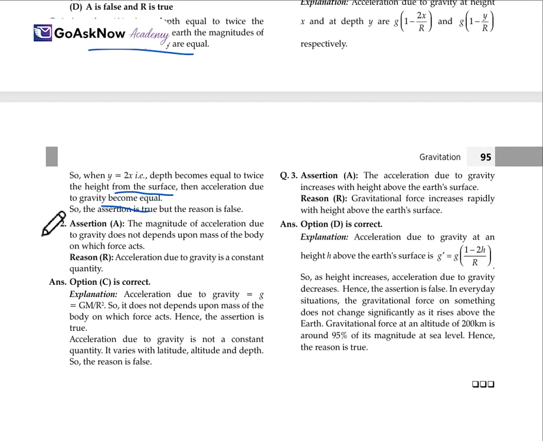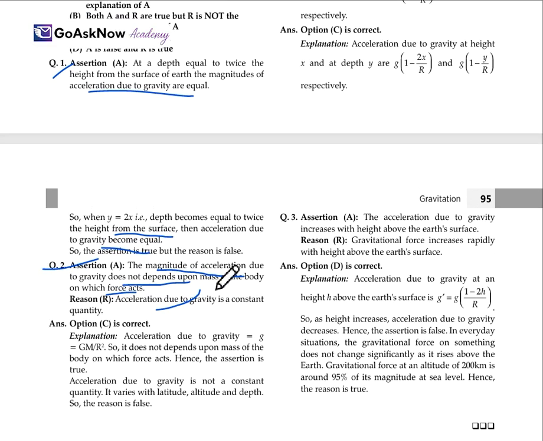One more we will do. The second one: the assertion is that the magnitude of the acceleration due to gravity does not depend on the mass of the body on which the force acts. And the reason is that the acceleration due to gravity is a constant quantity. So here, firstly, the explanation is that acceleration due to gravity g is equal to GM upon R square. So it does not depend upon the mass of the body on which the force acts. Hence the assertion is true.